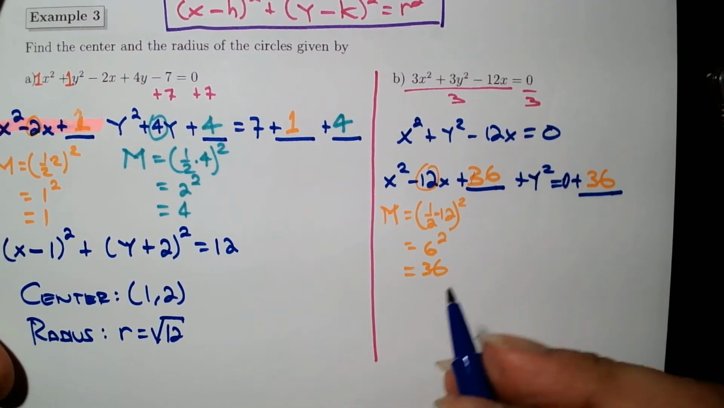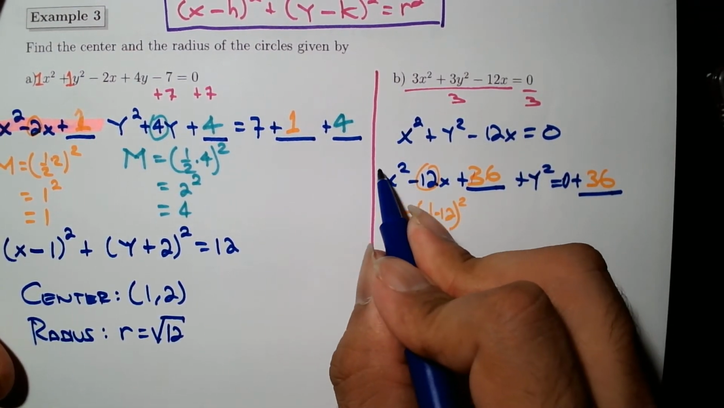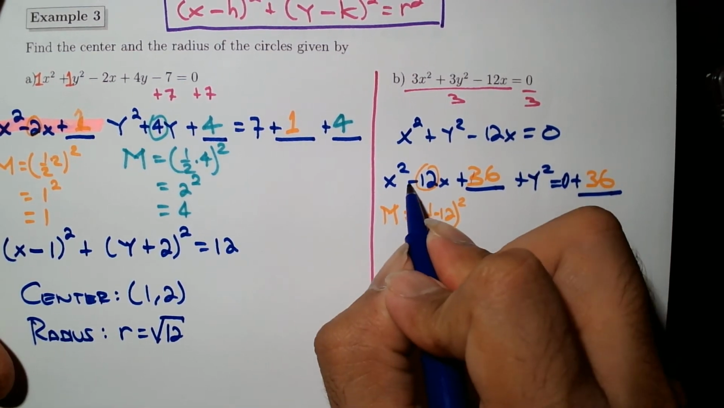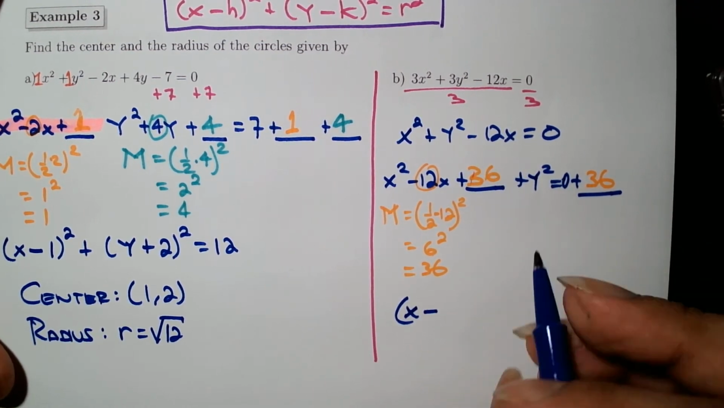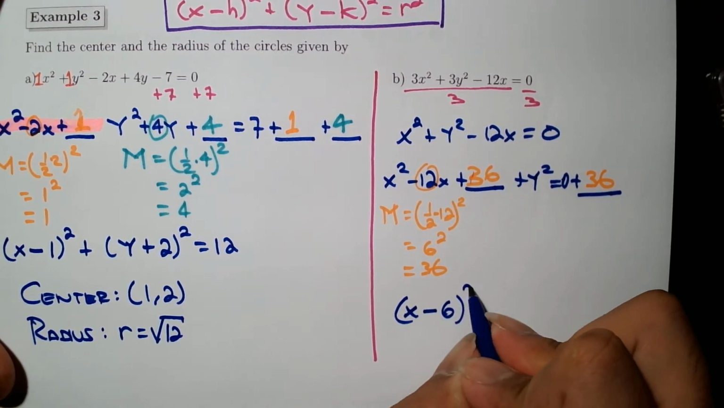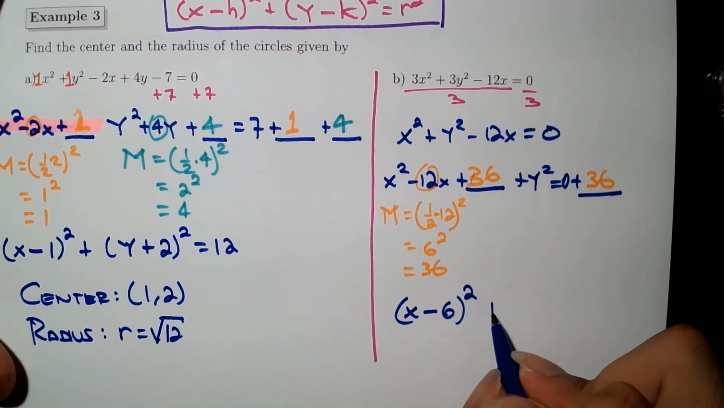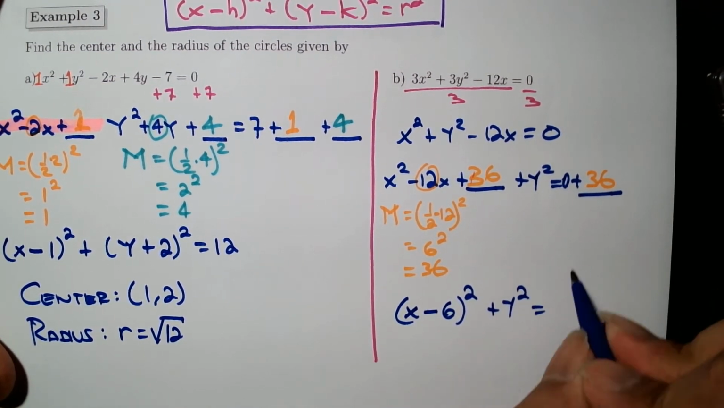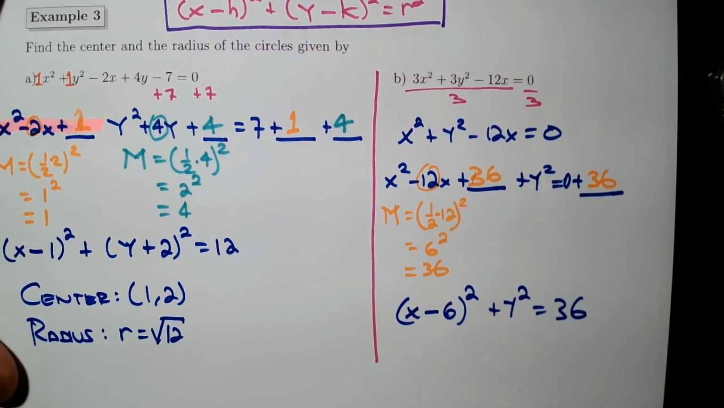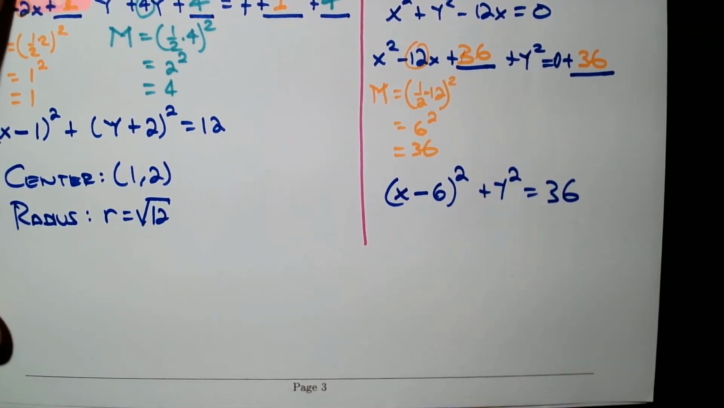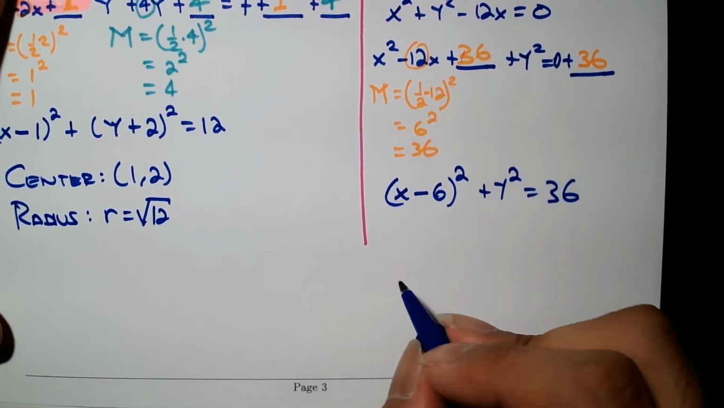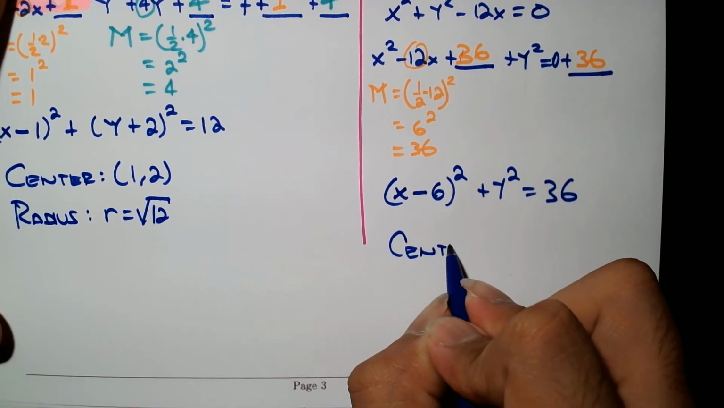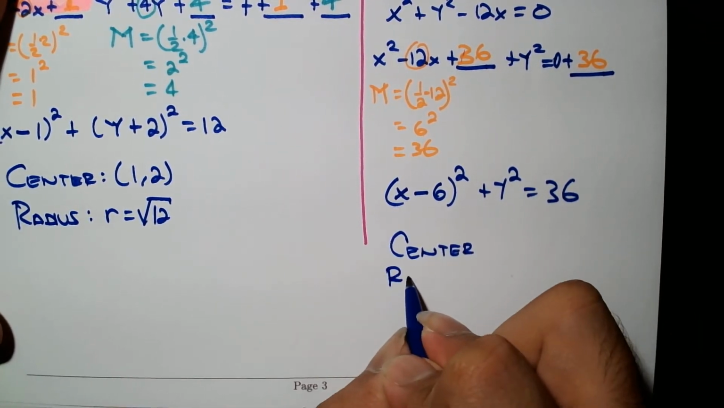So, factoring the perfect square trinomial, we are going to get the square root of the first term, which is x, the sign of the middle term, which is negative, and the square root of the third term, which is 6, the whole thing squared, plus y squared equals 36. And now we have an equation that will be useful to get the center and the radius.